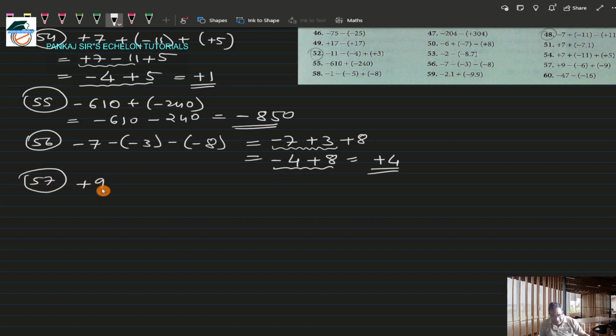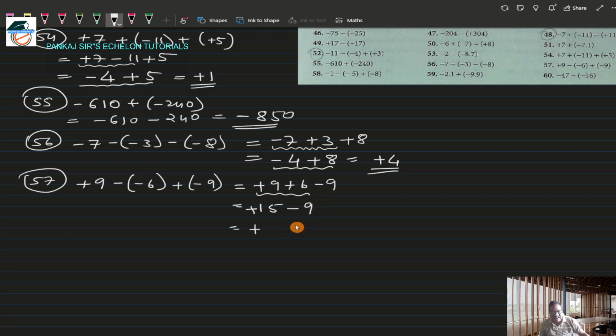57 is plus 9 minus a minus 6 in bracket plus minus 9 in bracket. Now if I want to remove the bracket, first it will be plus 9 plus 6 minus 9. Then plus 9 and plus 6 will happen to be how much? 9 and 6 is 15. Plus 15. And then I have minus 9 over here. Now to work this out, I'll put the sign of the bigger number, that is plus, and I'll subtract 9 from 15. So if I subtract 9 from 15, it should be 6. So plus 6 is the answer for 57.